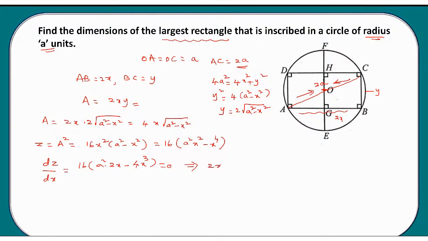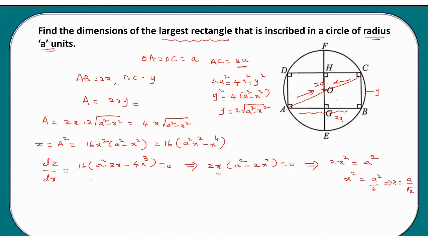Two x, if you take common, a square minus 2x square equal to 0. X equal to 0 is not possible. So it implies that the next possibility is 2x square is equal to a square, or you can say x square is equal to a square by 2, or x equal to a by root 2. I'm ignoring the negative value. X equal to a by root 2 obtained.